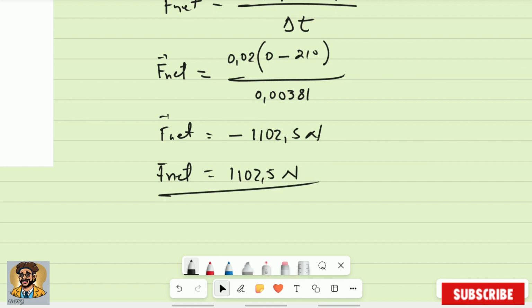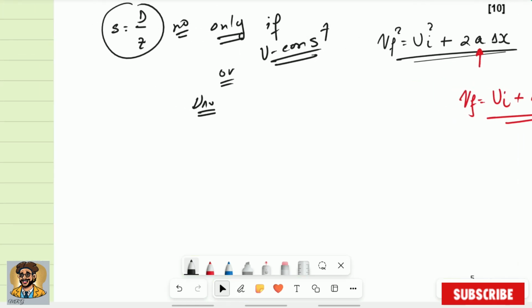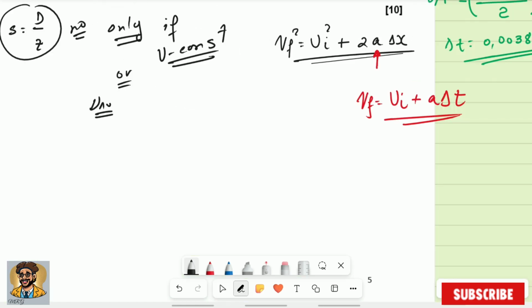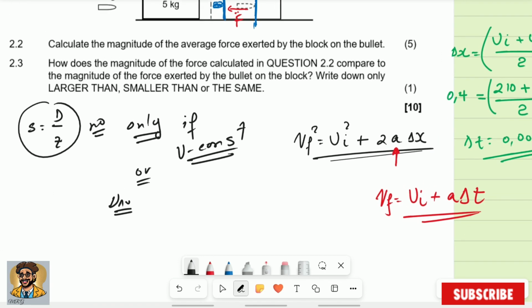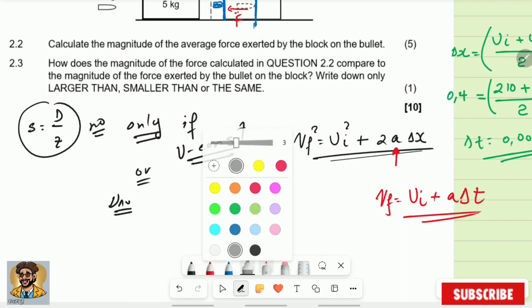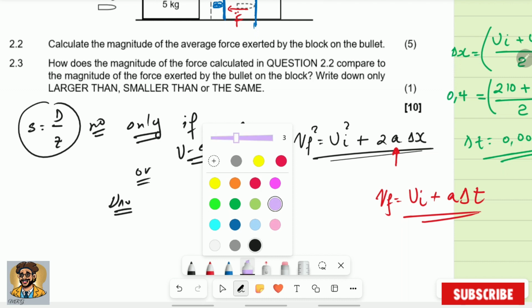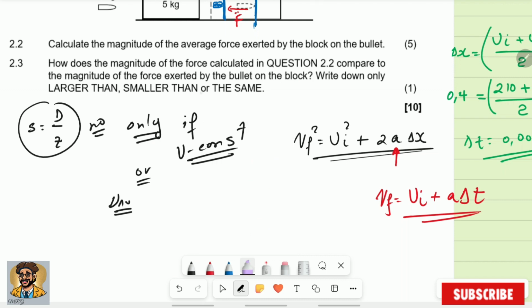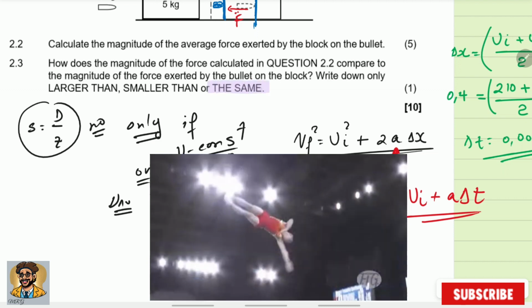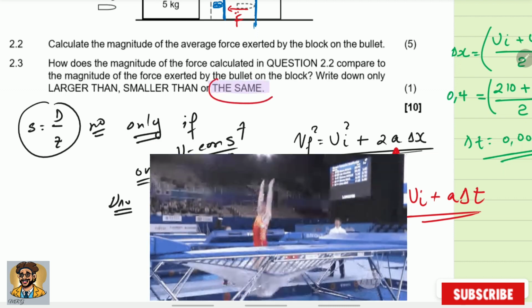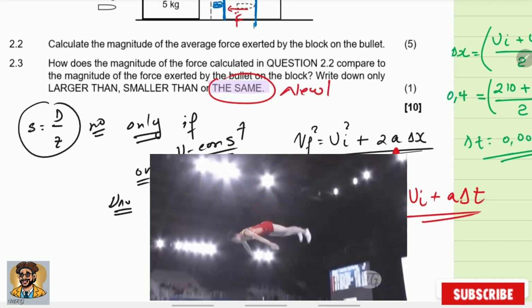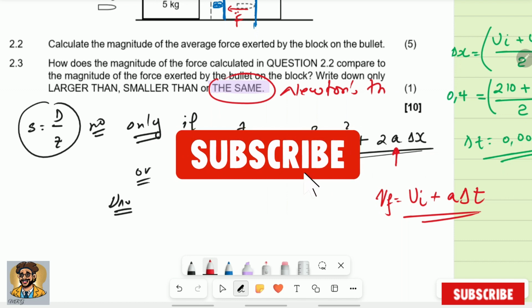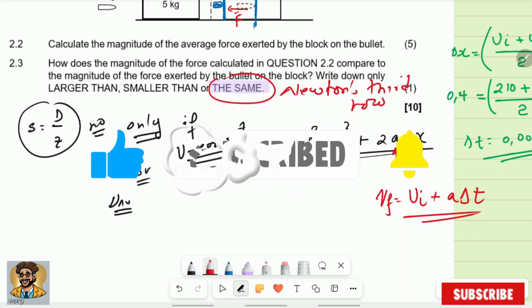Guys, the final question here is saying: how does the magnitude of the force calculated compare to the magnitude of the force exerted by the bullet on the block? Write only down larger than, smaller than, or the same. Guys, what is the correct answer here? It is the same. How do you know that? Newton's third law. The answer is coming from Newton's third law. I'm going to write: Newton's third law. That's it.